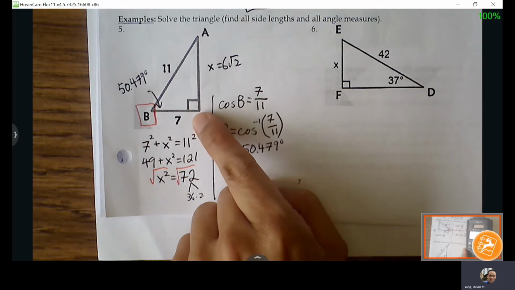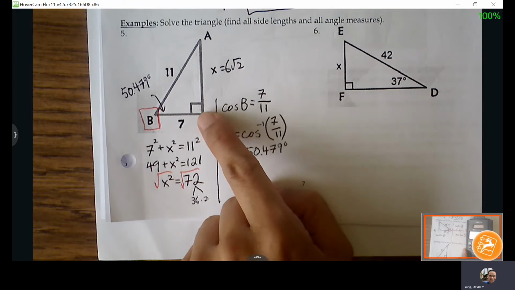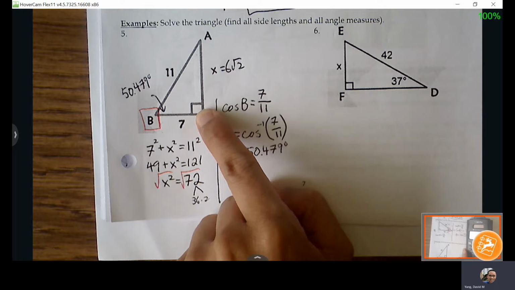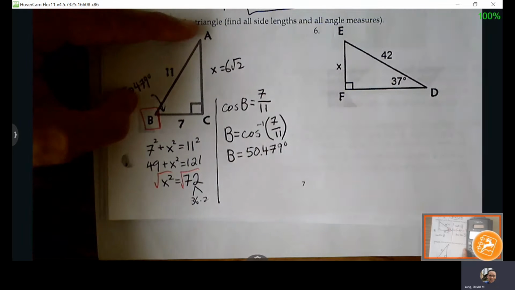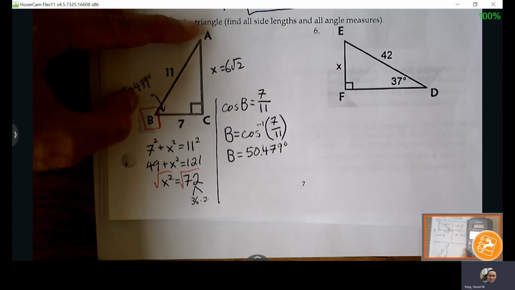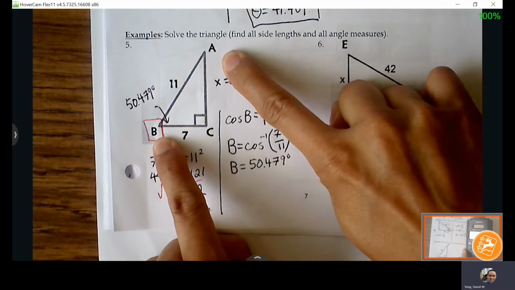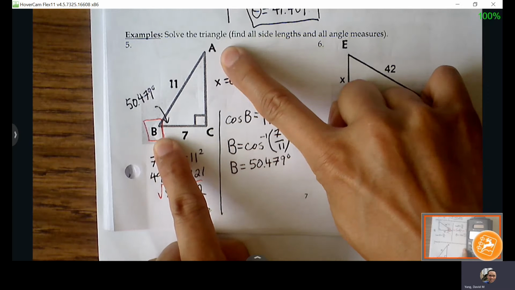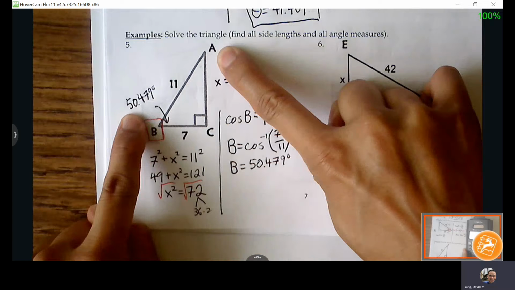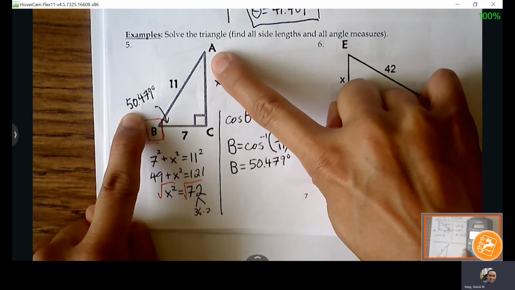We don't necessarily have to involve 180 because you know that angle C is 90 degrees, right? Which means that angle A and B must add up to also be 90 degrees, right? Because 90 plus 90 equals 180. So let's just do this. We know that angle A and B must add up to be 90 degrees. So if I know that, then I can do 90 minus 50.47, and that will take me to angle A.